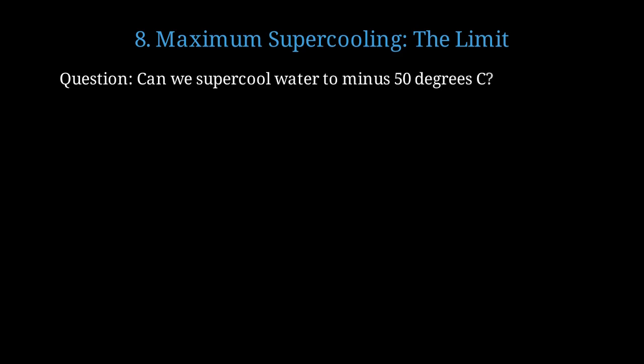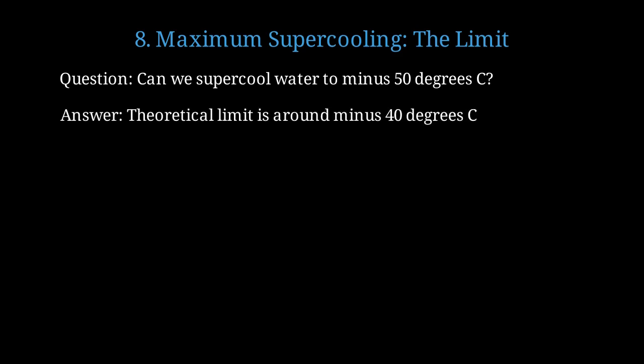Here's an intriguing question. Can we supercool pure water all the way to -50 degrees Celsius? The answer is that there's a theoretical limit around -40 degrees Celsius, called the homogeneous nucleation temperature. At the homogeneous nucleation temperature of approximately -40 degrees Celsius, water spontaneously freezes without any external disturbance. This diagram shows the temperature range. Between 0 and -40 degrees, supercooling is possible. Below -40, the liquid becomes so unstable that ice forms spontaneously without any trigger.